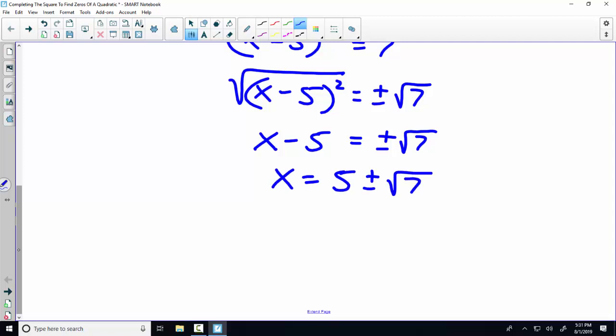So now we're looking at this and we're saying, are we done? And we actually are done. Our two answers to this problem are x equals 5 plus the square root of 7 and x equals 5 minus the square root of 7. And we get two irrational but still real zeros. So these do correspond to x-intercepts if we were to graph this quadratic, because they are not imaginary numbers.